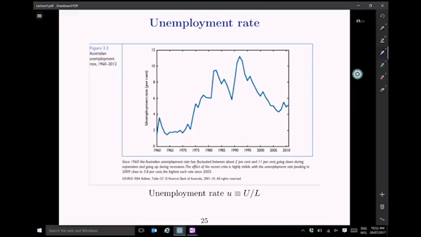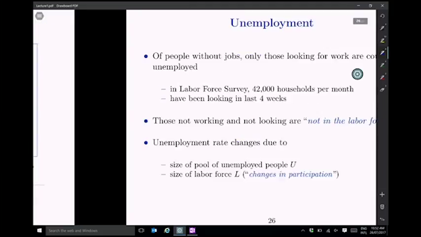This is the plot of the Australian unemployment rate over time from 1960 to 2010. You see there are fluctuations. It goes up to as high as 11%, as low as 2%. We'll spend 2 lectures on this unemployment rate fluctuation. We'll develop a particular model to understand these fluctuations.